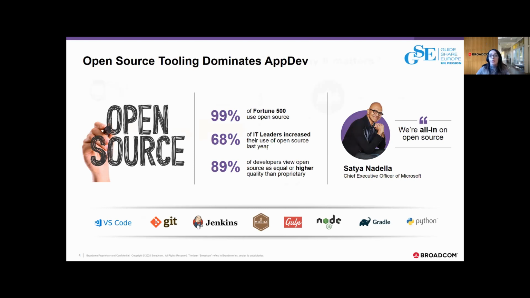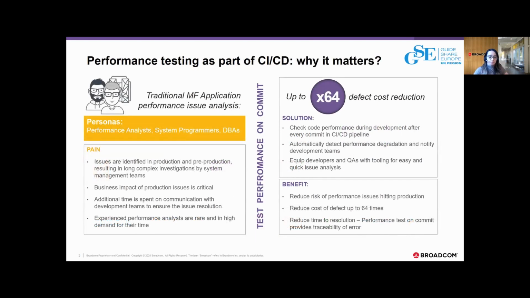So, going back to our topic, making performance testing part of these DevOps ecosystems, and making performance testing automated as part of modern continuous integration and continuous delivery pipelines. And why we think it matters. If we take a look at the traditional approach to mainframe application performance issue analysis.